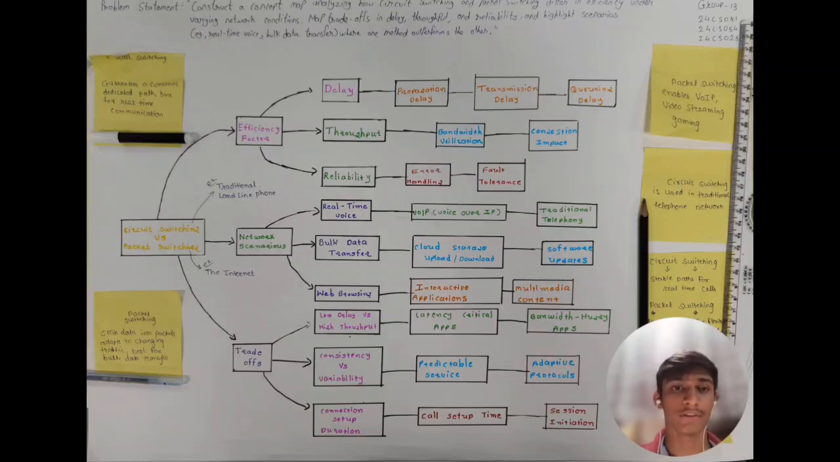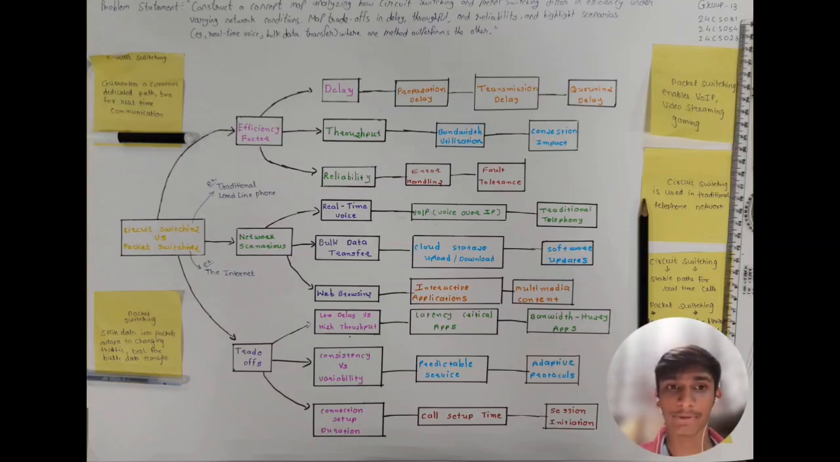Hello, I'm Ved. For this activity, the statement is circuit switching versus packet switching in computer networks. We chose this problem because it is a fundamental issue in networking. The way switching is performed in a network has a direct effect on performance, including delay, throughput, and reliability.